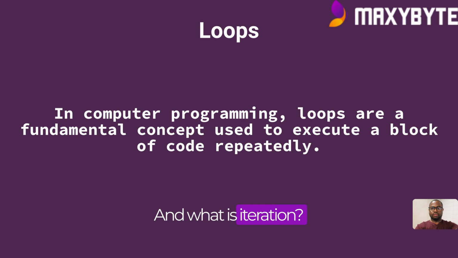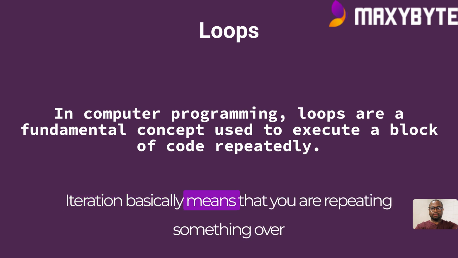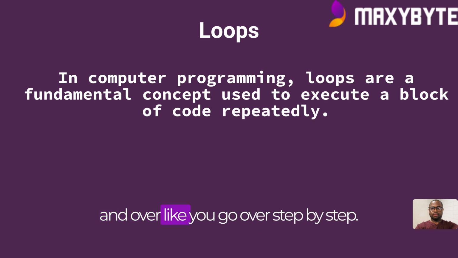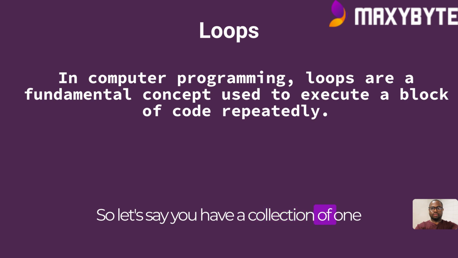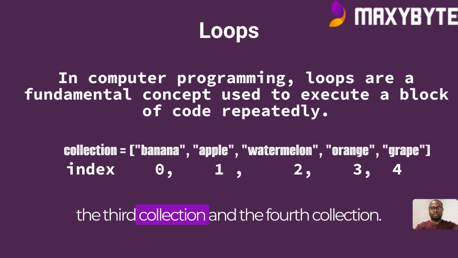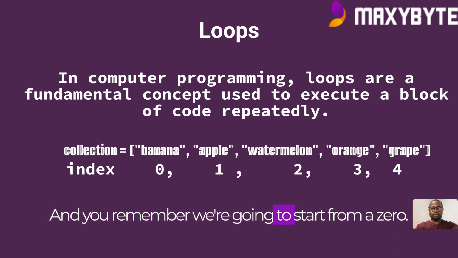And what is that iteration? Iteration basically means that you are repeating something over and over, like you go over step by step. Let's say you have a collection of 1 to 5: the first item, the second item, the third item, and the fourth item. And remember, we're going to start from 0.